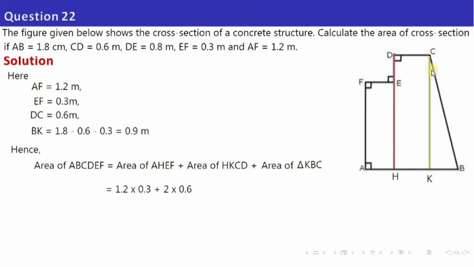Now this is 2, and this is your perpendicular, and this is your base, right? Base is 0.9. So the area of triangle KBC will be half into base into height. So half into base, base is 0.9, into height, height is 2. You just need to do the cancellation. This and this get cancelled. You multiply all these, and when you simplify, you get your answer to be 2.46 square meter. So this will be the area of this whole cross section.